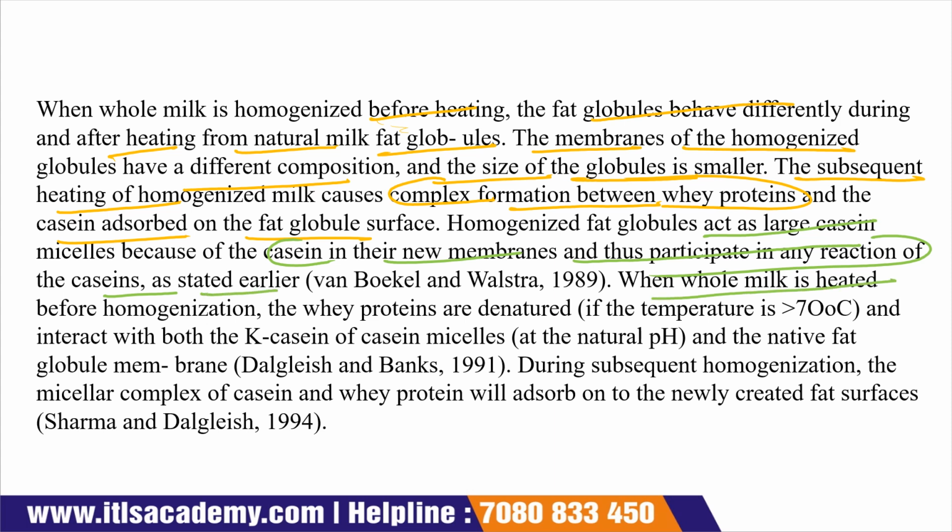Now, when the whole milk is heated before the homogenization, the whey proteins are denatured if the temperature is more than 70 degrees Celsius and interact with the kappa-casein of casein micelles and the native globule membrane. And here the pH is what? Natural, at a natural pH. Now during the subsequent homogenization, this complex of casein and whey protein is adsorbed on the newly created fat surfaces.